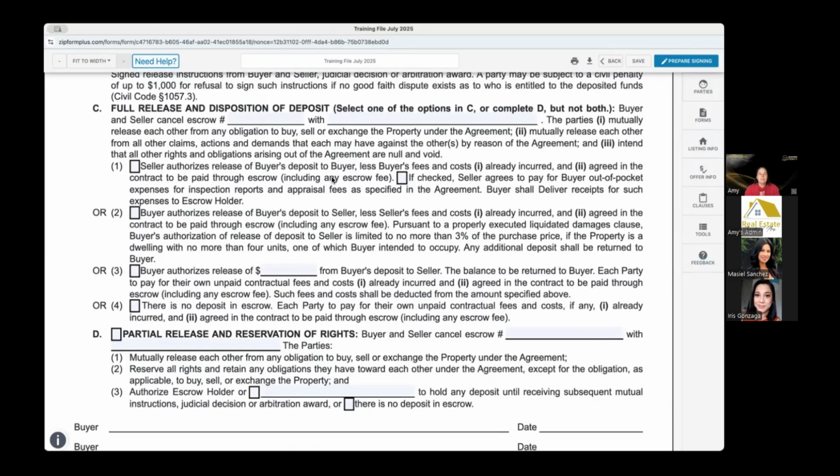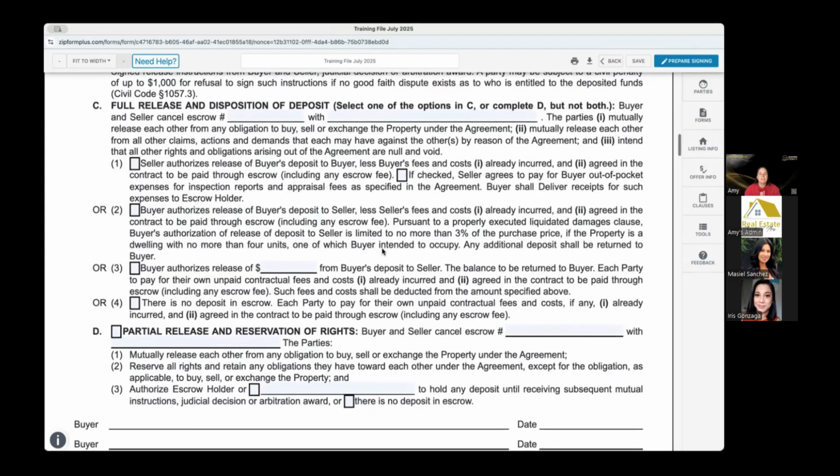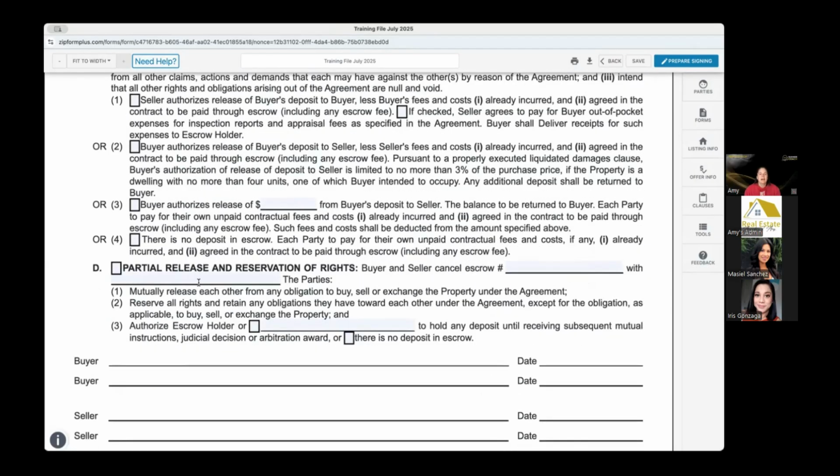All right, D is partial release and reservation of rights. Buyer and seller cancel escrow number blank. You're gonna put the escrow company there. The parties mutually release each other from any obligation to buy, sell, or exchange the property under the agreement. Reserve all rights to retain any obligations they have towards each other under the agreement, except for the obligation as applicable to buy, sell, or exchange the property. And this is just, right, we're not pushing anybody to buy or sell, but we're reserving the rights to like retain the deposit. Okay. Authorize escrow holder to hold any deposit until receiving subsequent mutual instructions, judicial decision, or arbitration award, or there is no deposit in escrow.